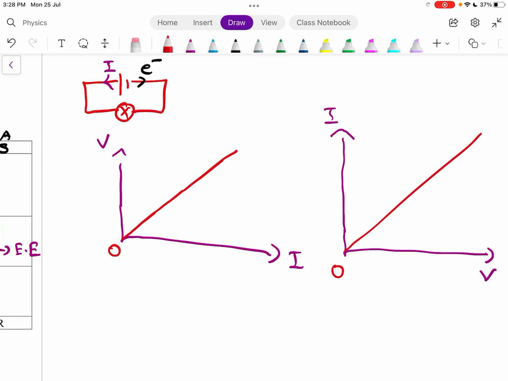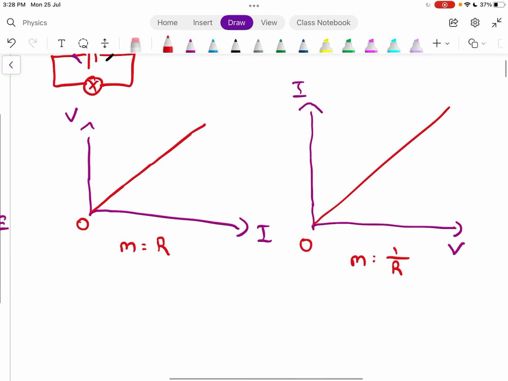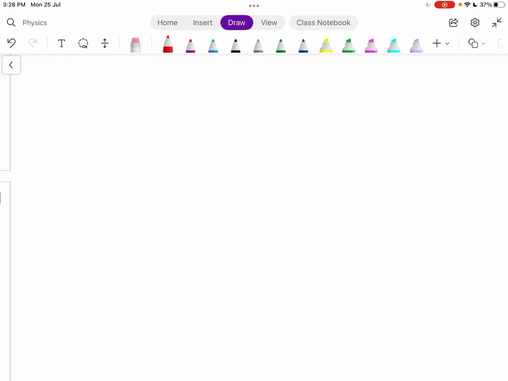But of course, for the first graph that you see, V against I, the gradient represents resistance. But for the second graph, I against V, the gradient represents 1 over R. So you need to know what the gradient represents. These two graphs represent a fixed resistor that obeys your Ohm's law. Whereas there's a non-ohmic conductor that we learn in CoE also, which is a light bulb.